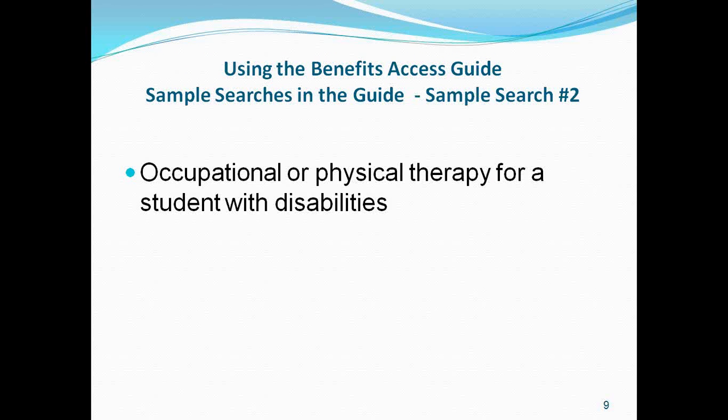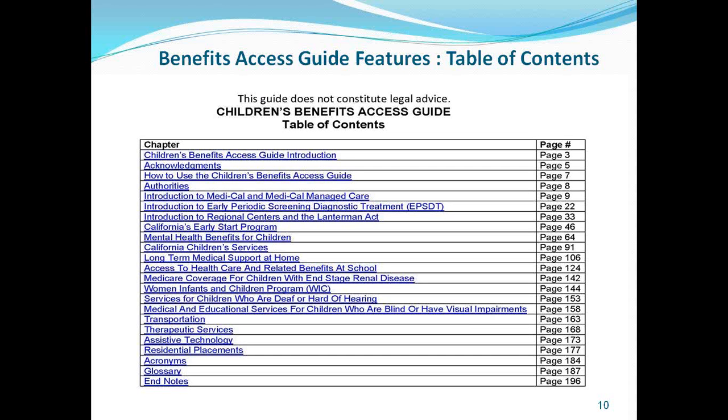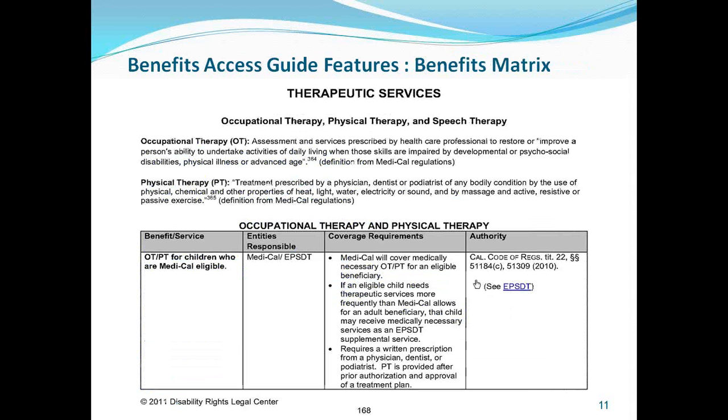To continue navigating the guide, we look at a second sample search, this time for OT or PT for a student with disabilities. To start, we return to the guide's table of contents, where we find therapeutic services as a great place to embark on our search. Clicking on therapeutic services, there is a new feature of the guide that shows up called the Benefits Matrix.